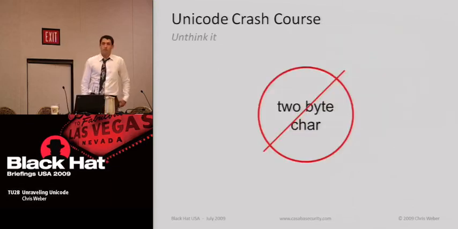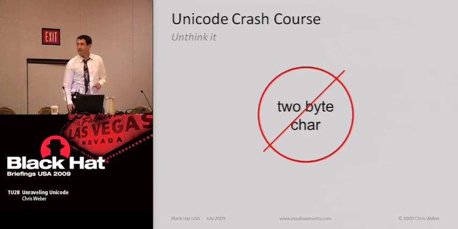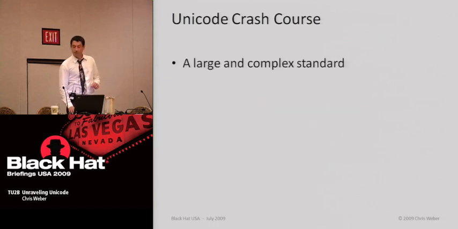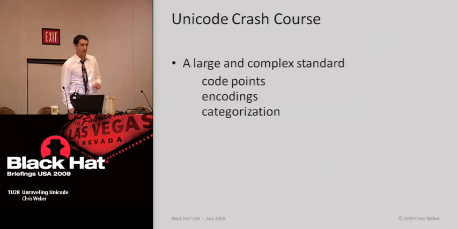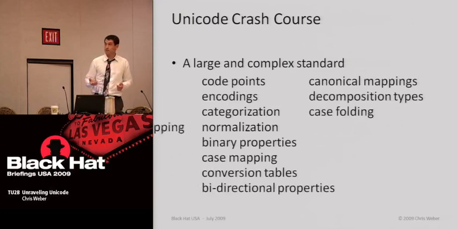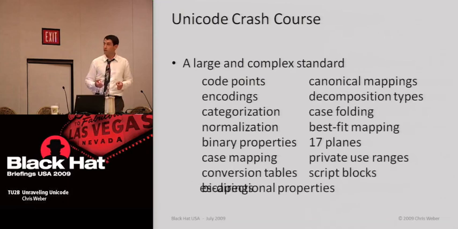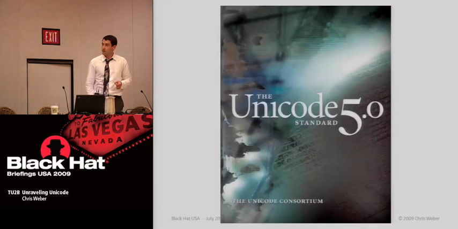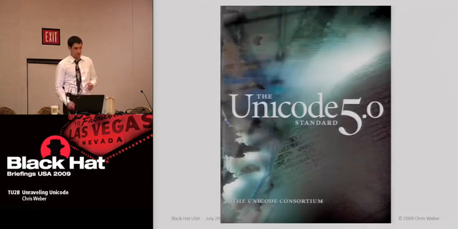Now, how many people think Unicode is a 2-byte character? Because if you do, just stop thinking that. That'll get you in a lot of trouble. Unicode is a very large and complex standard. If you pick up the book, you might hurt yourself. It's about 1,500 pages, I think, on the last iteration. So we're talking about a lot of things buried inside this standard.